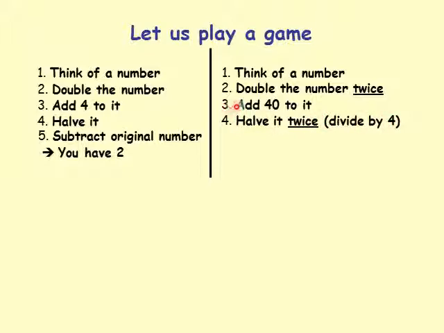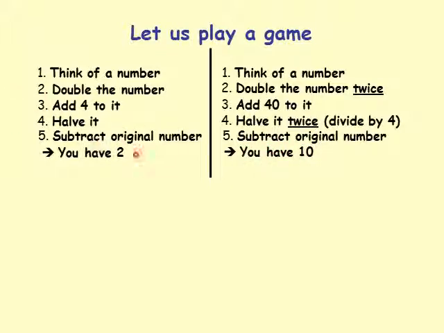Now halve it twice, which is dividing by 4. In step 4, we are going to divide that by 4, which is halving that number twice. Now, in step 5, subtract the original number. Okay, now you have 10.